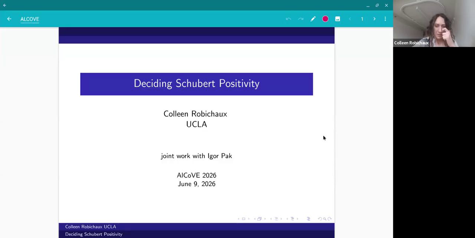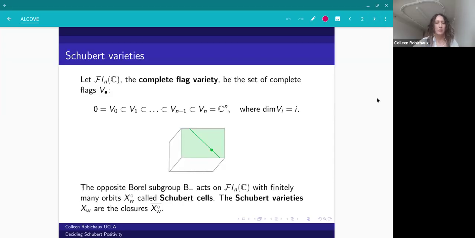But today I'm going to talk about some recent work with Igor Pak, in which we're studying the problem of looking at when a Schubert structure coefficient is positive using the perspective of computational complexity. And so just to make sure everyone is on the same page, we'll start with defining what these Schubert structure constants are. And so for that, we'll talk about Schubert varieties.